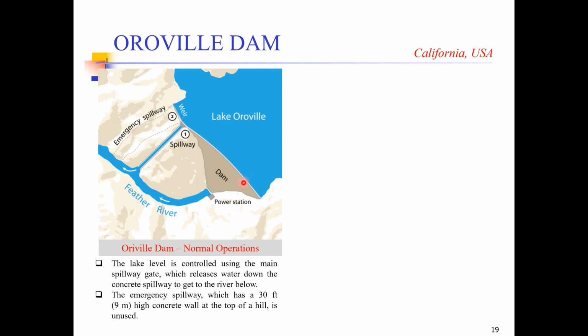There were turbines installed somewhere here, and we have a power station here. So water flowed through underground tunnels to this power station, produced electricity, and the water was thrown out towards the downstream. There was a spillway over here, which is shown here.